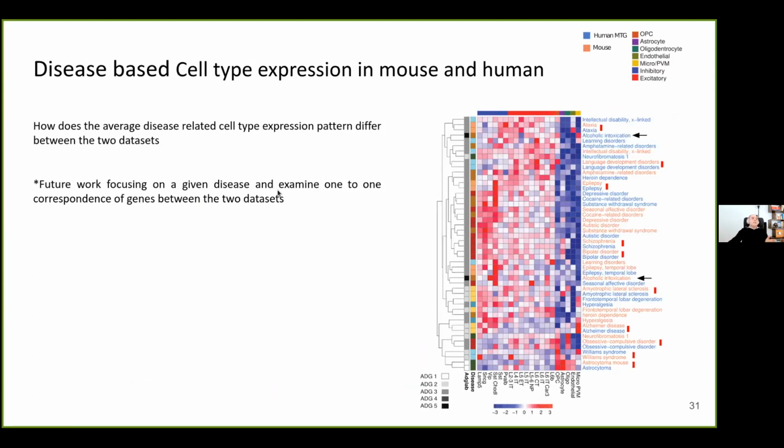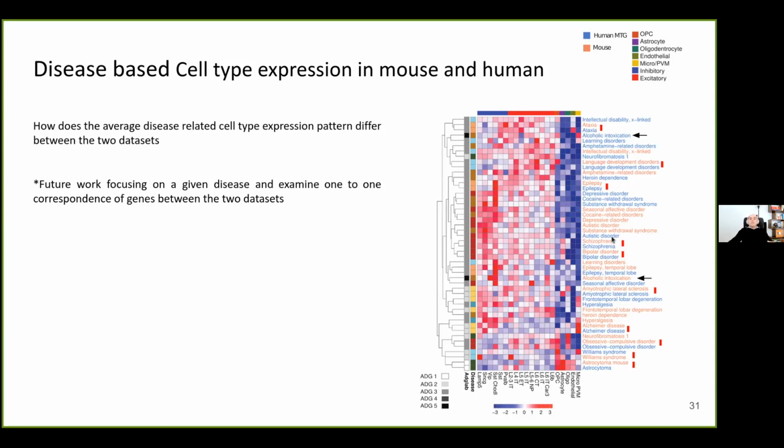What we did next was we take the average expression patterns for each disorder in human and in mouse, and we cluster them together. And you can see that there is a high degree of similarity in the pattern. And in fact, there are a lot of hit points that the two disorders are the closest to each other when we go for clustering, including, for example, ataxia, epilepsy, Alzheimer's disease, bipolar disorder, schizophrenia.